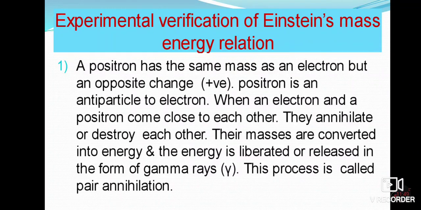Annihilation means destroying. Here, the positron is positively charged and the electron is negatively charged, so whenever both come close to each other, they destroy each other, their masses are converted into energy, and that energy is liberated in the form of gamma rays. This process is called the pair annihilation process.